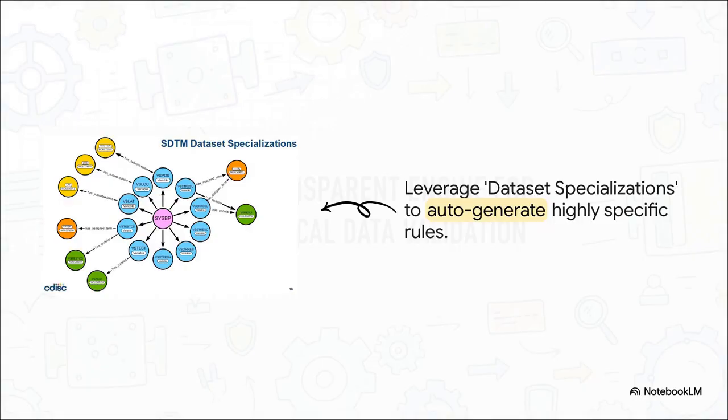And believe it or not, it gets even smarter. The system doesn't just understand individual data points. It understands how datasets relate to each other. It's a concept called dataset specialization. So think about it this way. The system knows that a certain lab test result has to come from a specific kind of specimen. Based on these kinds of defined relationships, CORE can automatically generate super specific, intelligent validation rules for you.